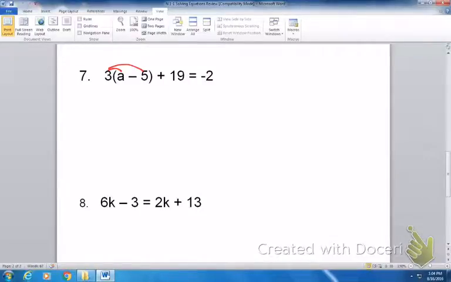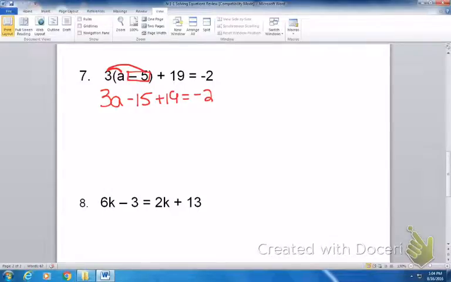So I'm going to take 3, the thing that's on the outside, and multiply it by the first term. 3 times a is just 3a. Then I do it with the second term, but I make sure and include the sign. 3 times negative 5 is negative 15. Now I don't multiply 3 by the 19 because it's outside the parentheses, so I have plus 19 equals negative 2.